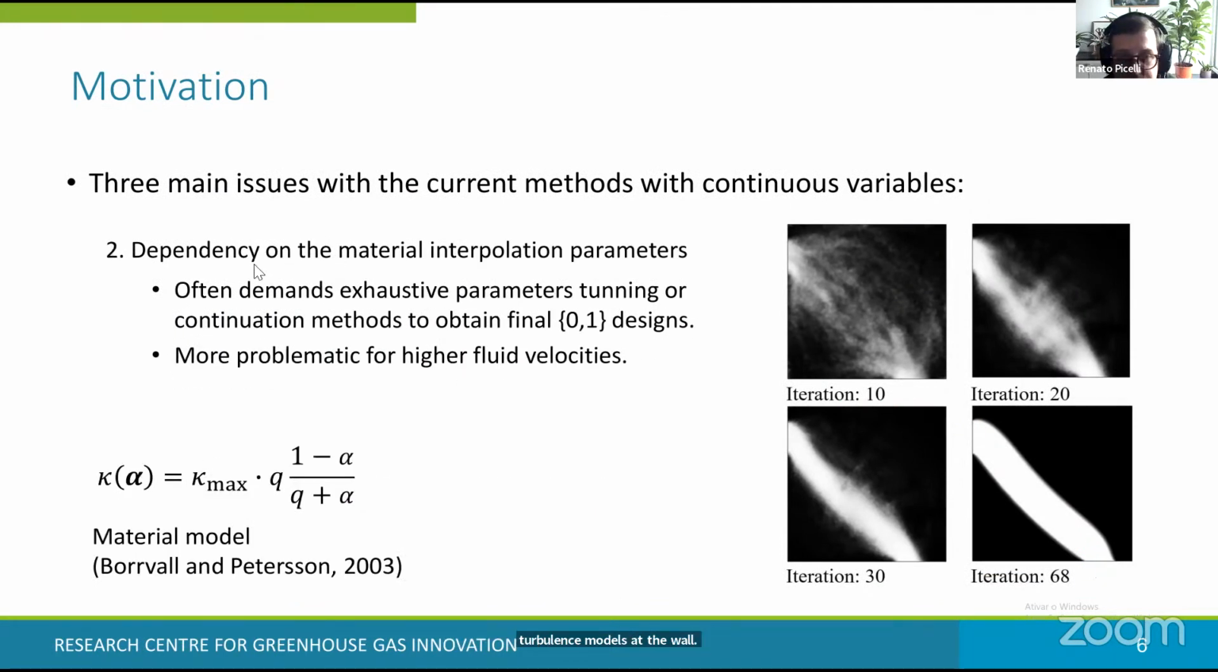The second issue is the dependence on material interpolation. This is not only my opinion, the literature also reports that these methods often demand exhaustive parameter tuning in order to reach a 0-1 final design. And this becomes more problematic for higher fluid velocities.